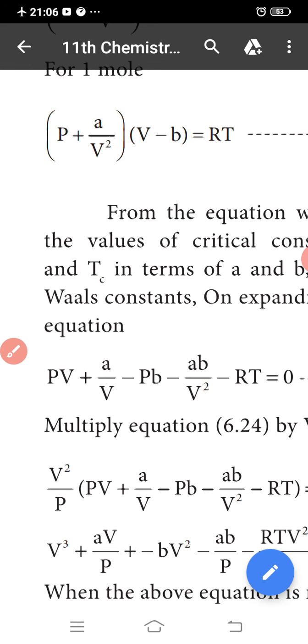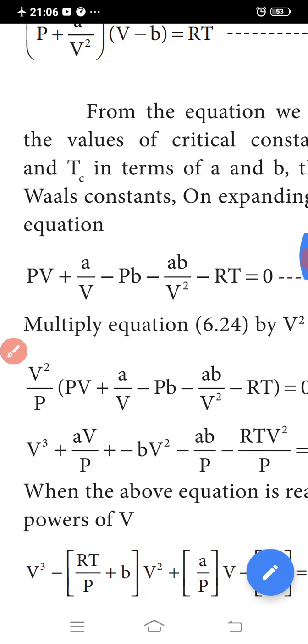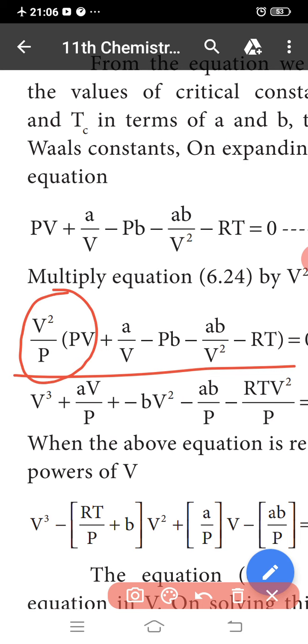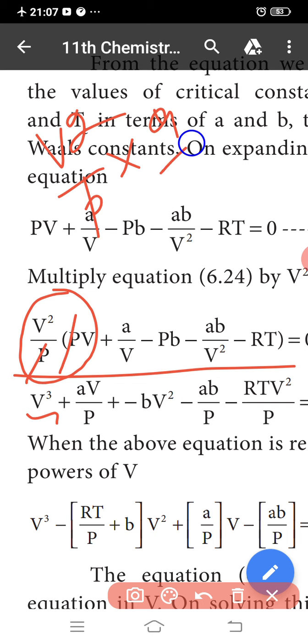Next, multiply this equation by V²/P. So PV + a/V − Pb − ab/V² − RT = 0 is multiplied by V²/P. The first one, V²/P into PV: the P cancels, so V² into V is V³. The next one, V²/P into a/V: the V² and V cancel, so this gives aV/P.